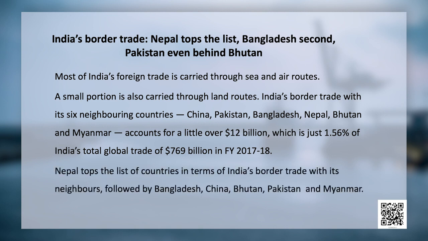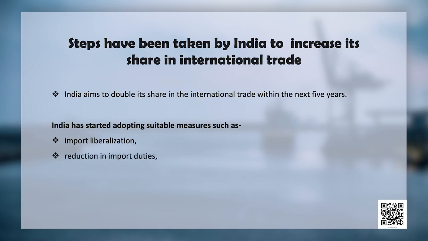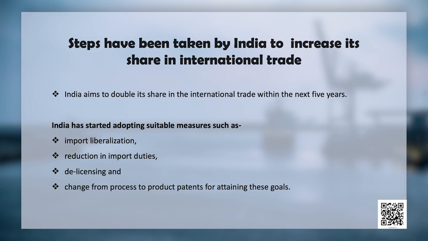Nepal tops the list of countries in terms of India's border trade with its neighbors, followed by Bangladesh, China, Bhutan, Pakistan and Myanmar. Steps have been taken by India to increase its share in international trade. India aims to double its share in the international trade within the next 5 years. India has started adopting suitable measures such as import liberalization, reduction in import duties, delicensing and change from process to product patents for attaining these goals.